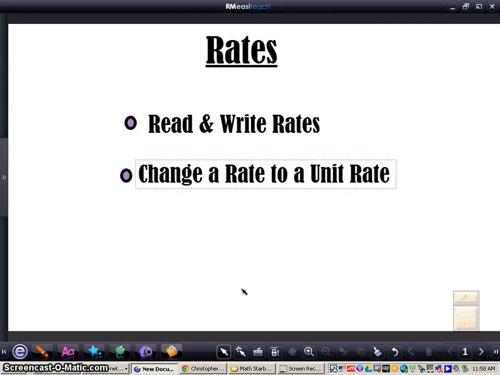In this video, we're going to take a look at rates, and we have a couple goals for this video. I want you to be able to read and write rates, which is a pretty simple goal to accomplish. And also, we're going to look at how we can change a rate into a unit rate.